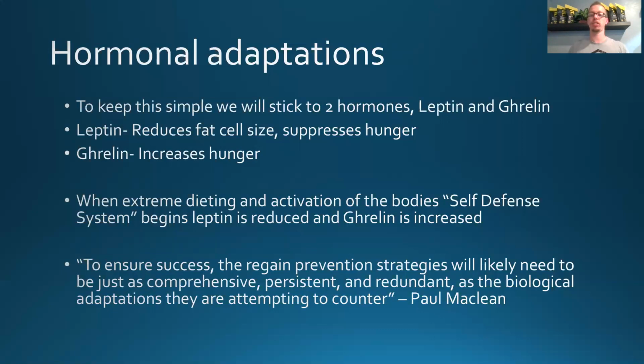Here's a really cool quote by Paul McLean. "To ensure success, the regain prevention strategies of a diet will likely need to be just as comprehensive, persistent, and redundant as the biological adaptations they are attempting to counter." So there are a lot of biological things going on in our body that we don't really understand if we don't have this knowledge beforehand when we diet. We think, I'm just going to reduce calories and my body's just going to lose weight. And that will happen very temporarily. That'll work for about a couple of weeks. But if we want to prevent regain after that diet, then our strategies need to be very comprehensive, right?